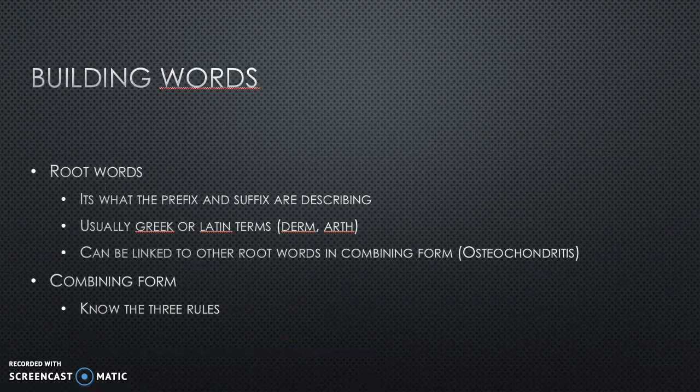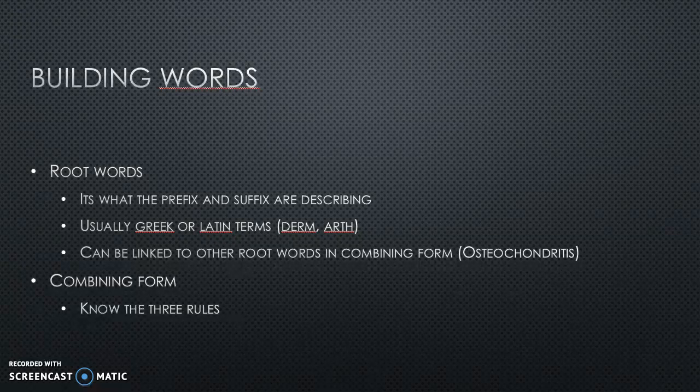So root words are what the prefix and suffix or another root word is linked to in a medical word term. Usually they're Greek or Latin. Some examples are derm and arth. We've talked about those already. Derm, of course, is your skin. And they can be linked to other root words in combining forms.